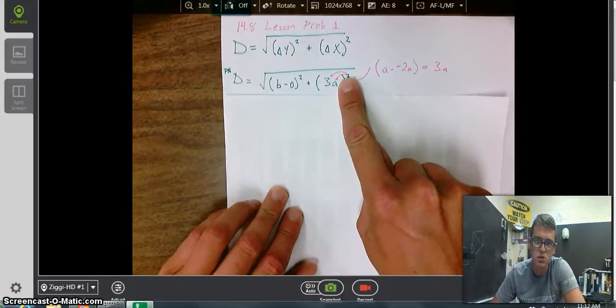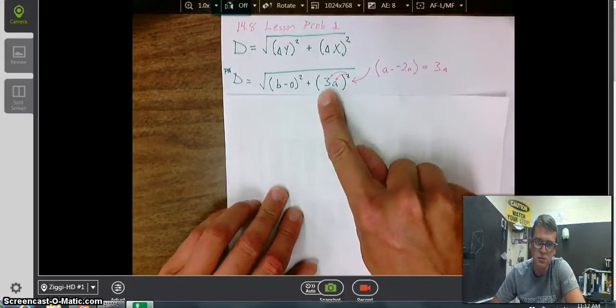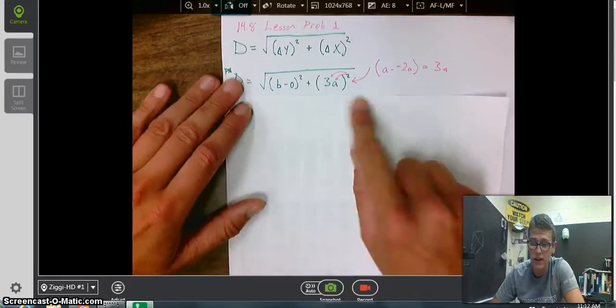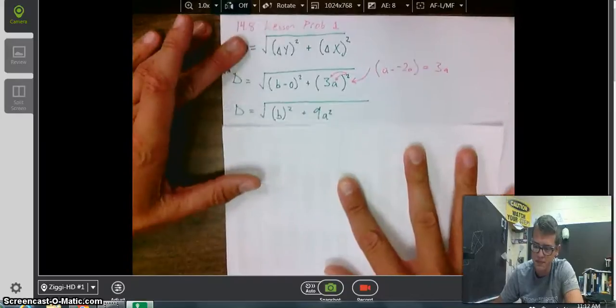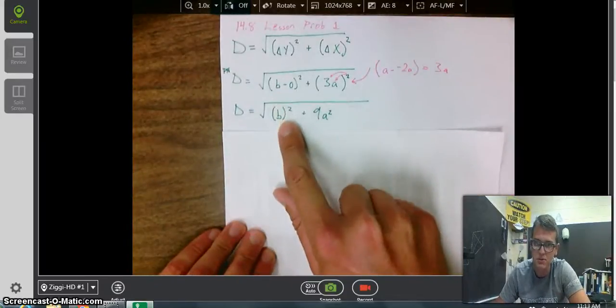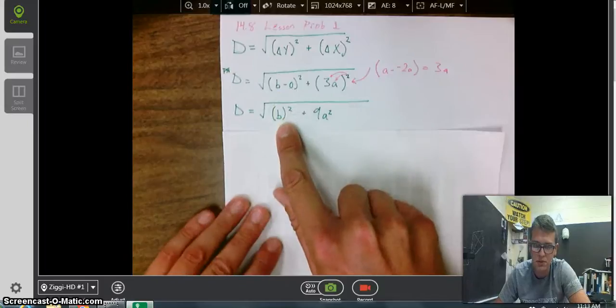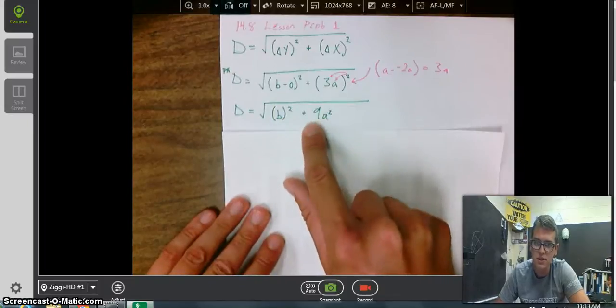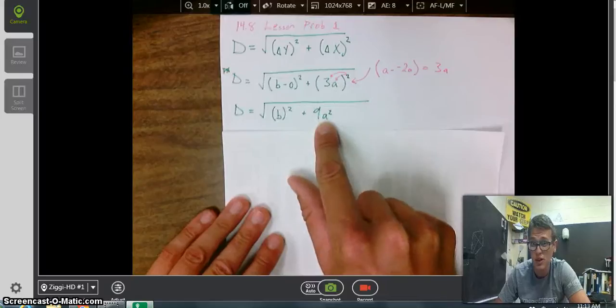Now remember, when I square a term that has multiple pieces to it, I have to square every part of that term. So hopefully now you're starting to see where that 9 might have come from. So when I square my b minus 0, well, that's just b, so that gives me b squared, and we'll write that simplified here in a moment. When I square into the parentheses here, my 3 squared gives me 9, and my a squared just gives me a squared.